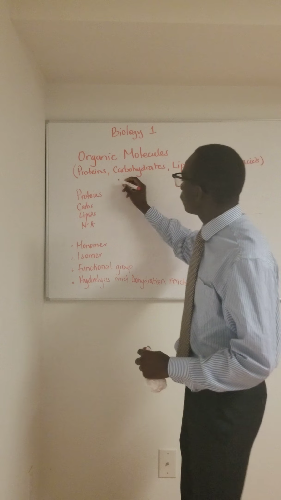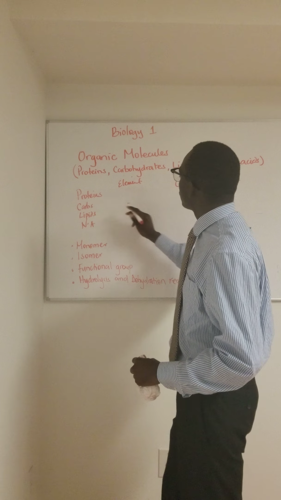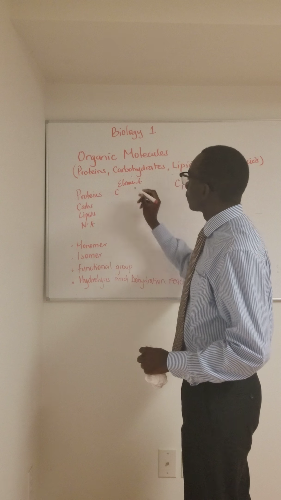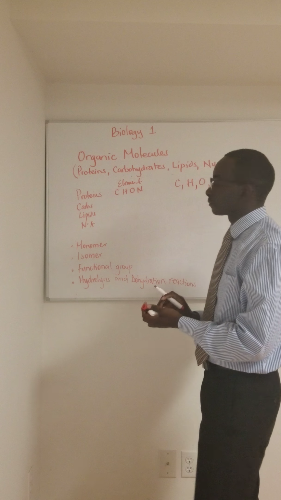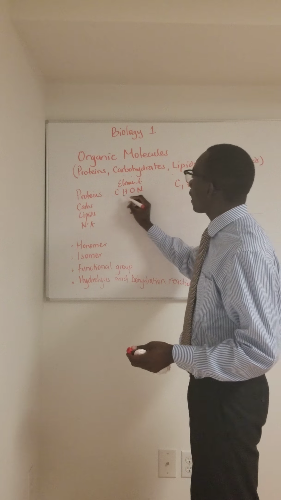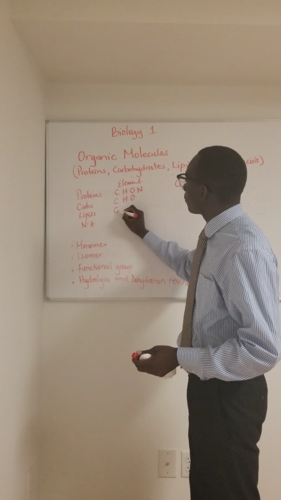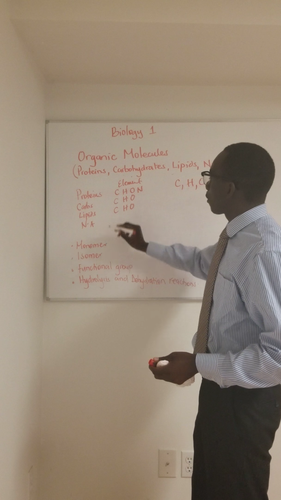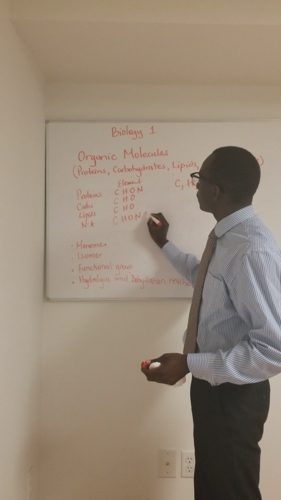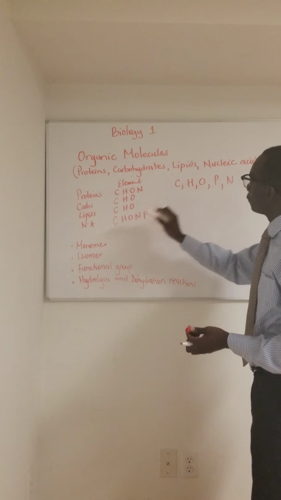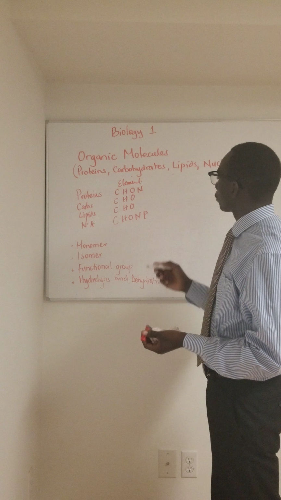To begin with, the elements in a protein. In a protein we have carbon, hydrogen, oxygen, and nitrogen. With carbohydrates we have carbon, hydrogen, and oxygen. And lipids we have carbon, hydrogen, and oxygen. Whereas the nucleic acids have carbon, hydrogen, oxygen, nitrogen, and phosphorus. So nucleic acids have more elements than the other three macromolecules.